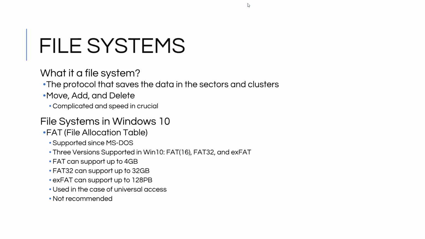All right, so we have multiple file systems, and let's go through them, shall we? An old file system that's still around and used quite a bit in Windows is FAT, which stands for File Allocation Table.